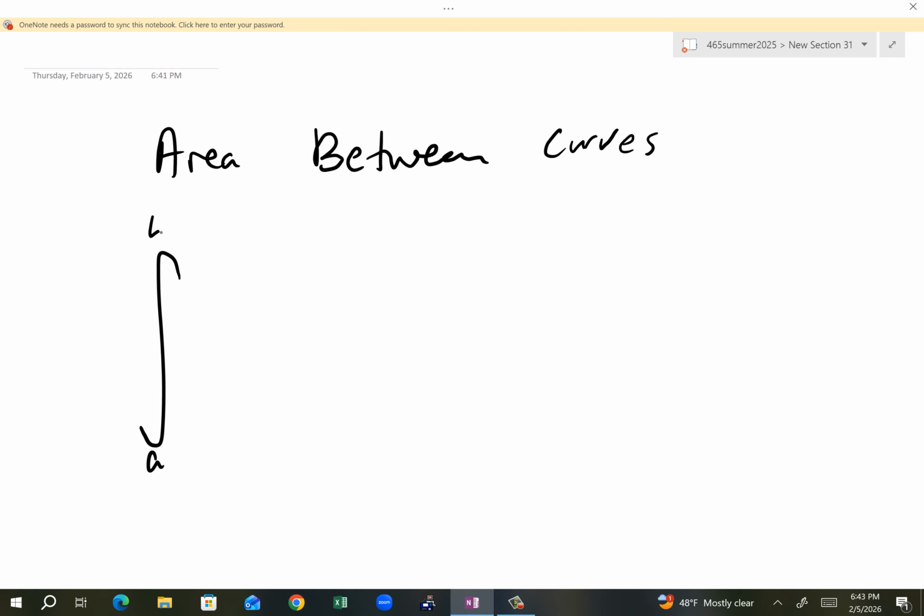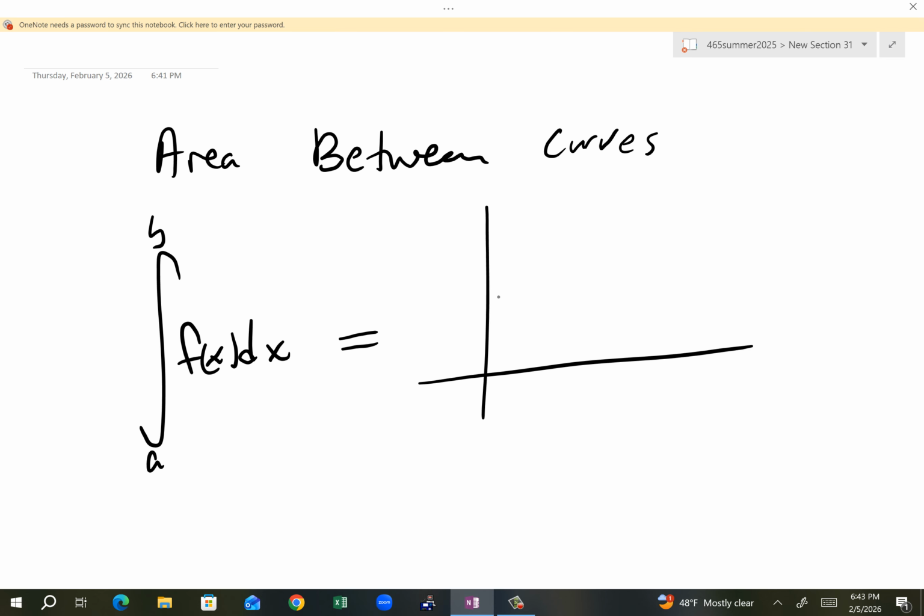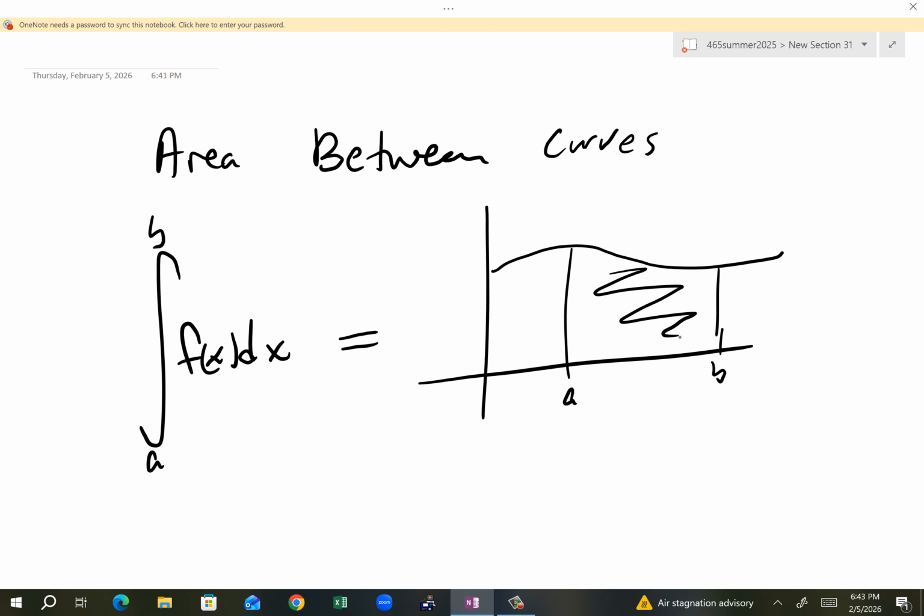Tonight I want to talk about area between curves. The other day we talked about the definite integral, and recall that if I take the definite integral from a to b of f of x dx, what that's saying is, here's your curve, here's a, here's b, the integral is that region.